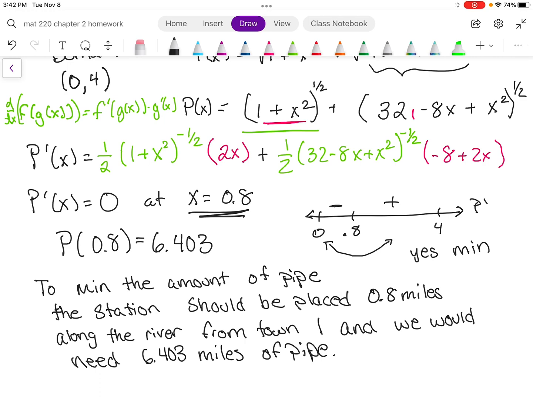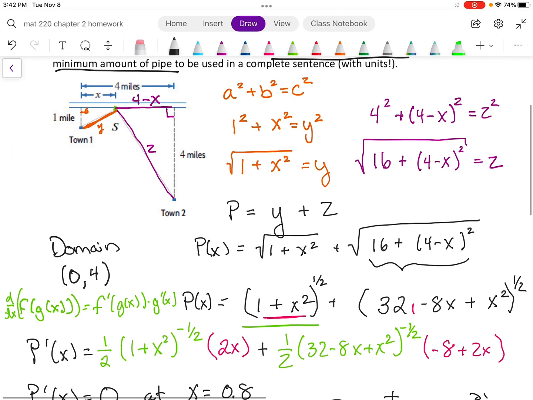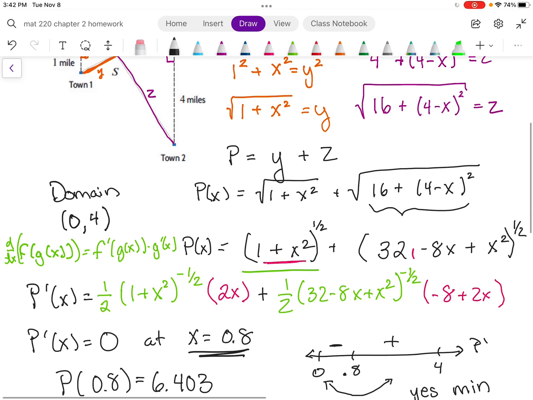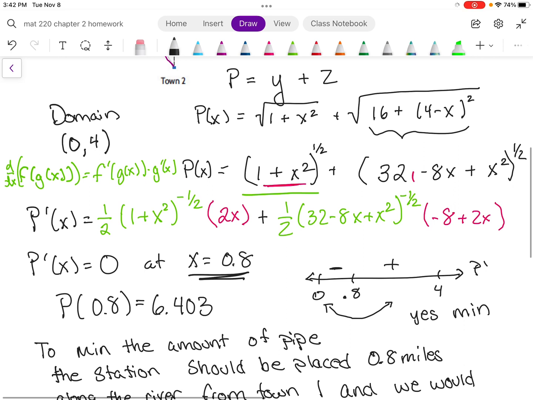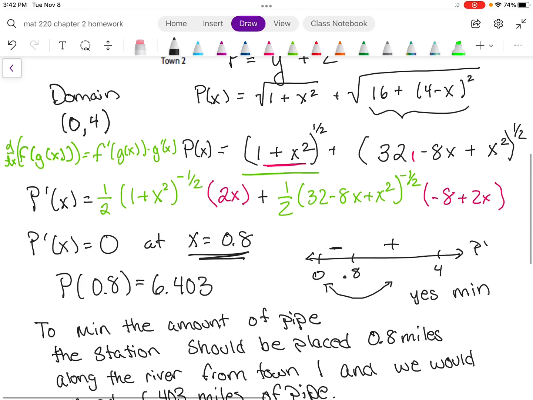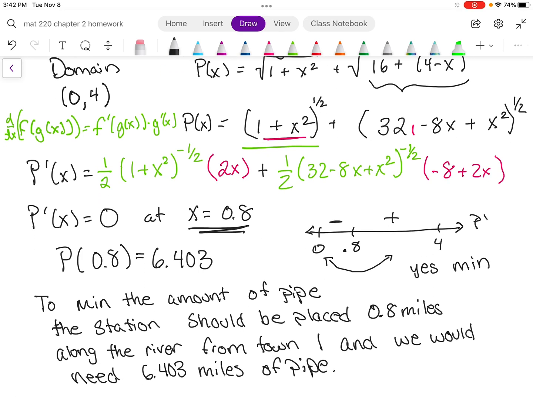All right, so a quick review of what we did. We used Pythagorean theorem to set up our functions to find the lengths, realized we had a restricted domain, did a little bit of simplifying, used chain rule to find the derivative of our length of pipe function, and then we needed to set our derivative equal to 0, and we solved that with graphing, and it did come out to be 0.8, and then also used the graphing calculator to evaluate the length of pipe to figure out that we needed 6.403 miles of pipe.